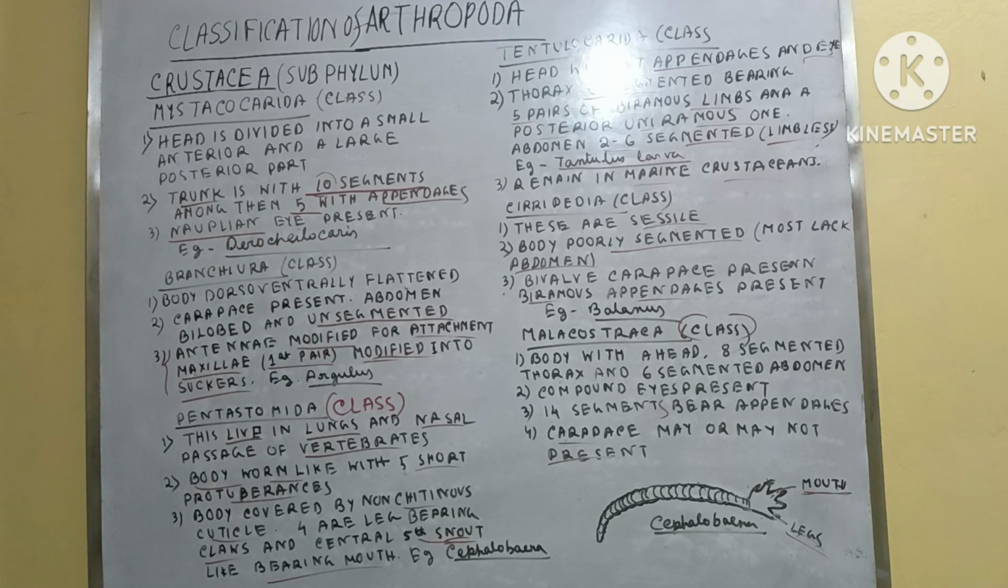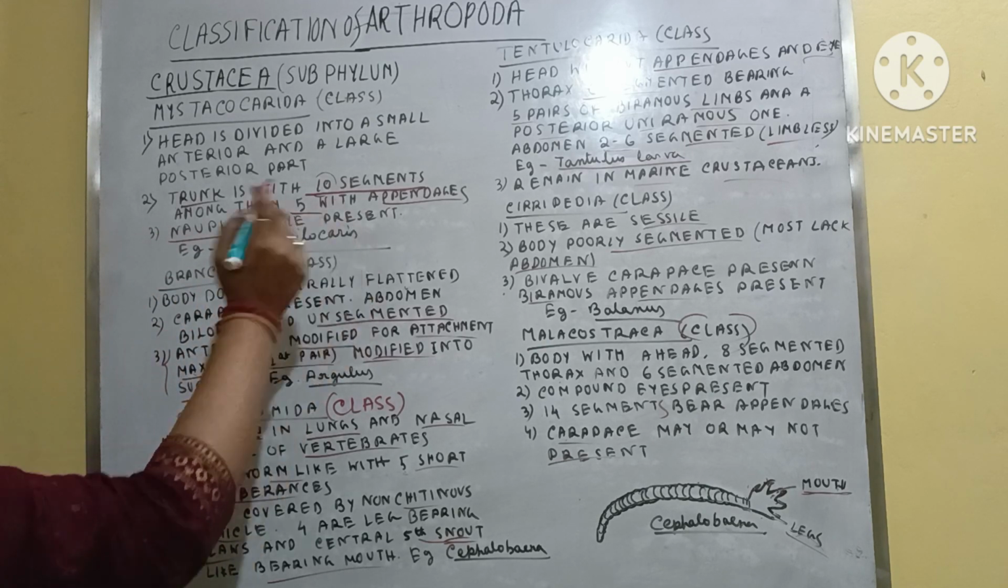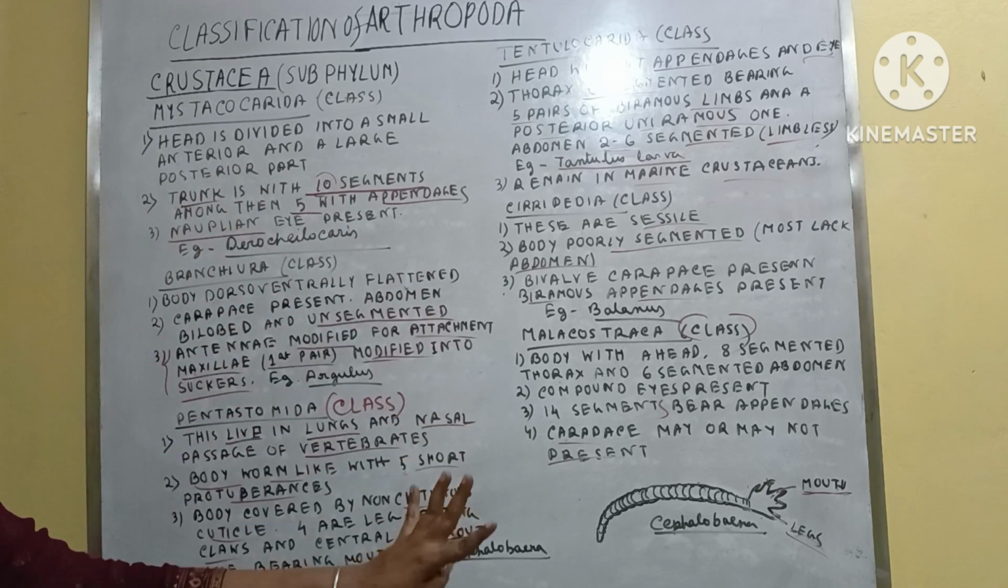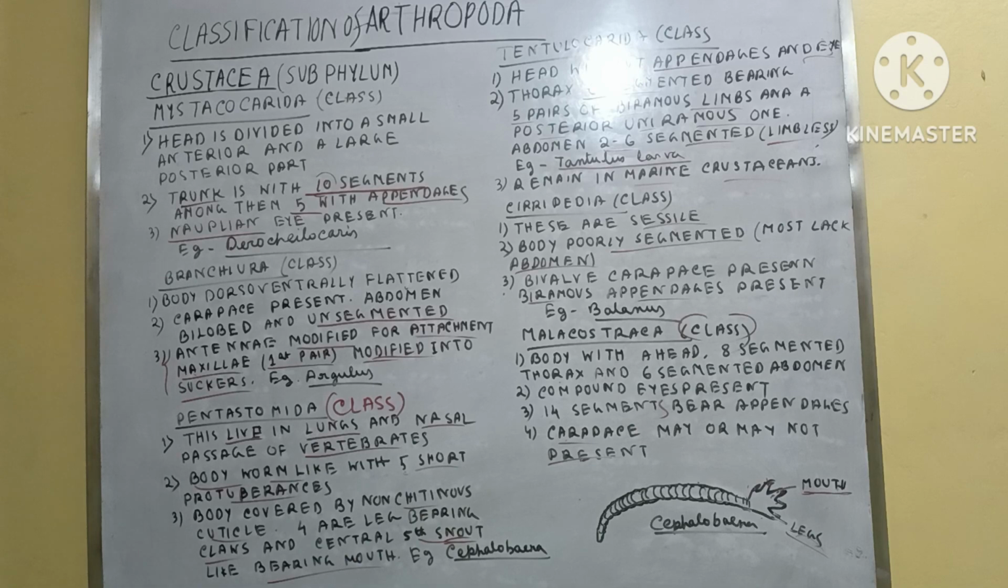And there is the example of Mystacocarida, that is Derocheilocaris, or you can say Derocheilocaris, whatever you like. So these are the features of that. The last 2 subclasses of this one I have to describe to you.